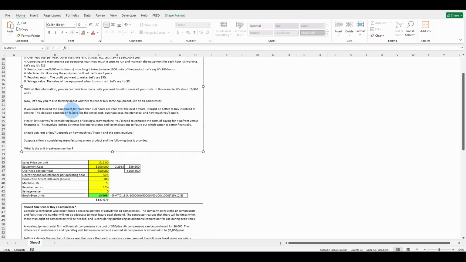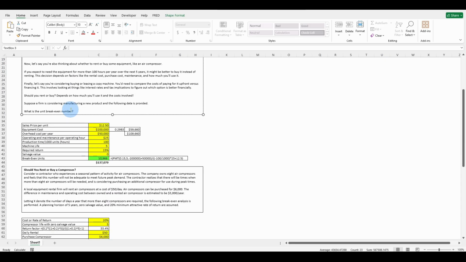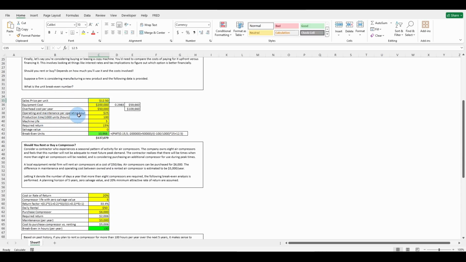Suppose a firm is considering manufacturing a new product and the following data is provided. Here we go. Here's our new product, $12.50. Equipment cost 200 grand, overhead 50, operating per hour cost, production time, machine life, salvage value.